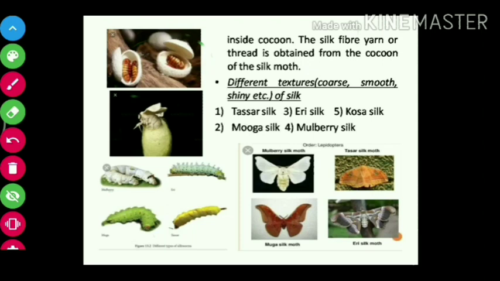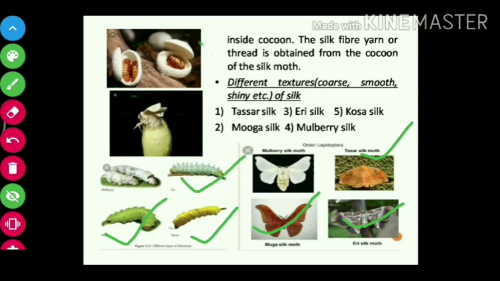So number 1 is tussar silk. Look at tussar silk. This one is tussar silk moth, and here this one is tussar silk worm. Number 2, muga silk. Look at here, this one is muga silk moth and this one is muga silk worm. Next, number 3, eri silk. This one is eri silk moth and this one is eri silk worm.